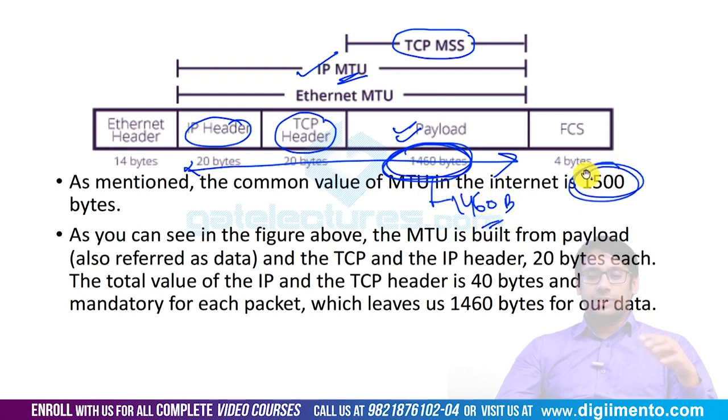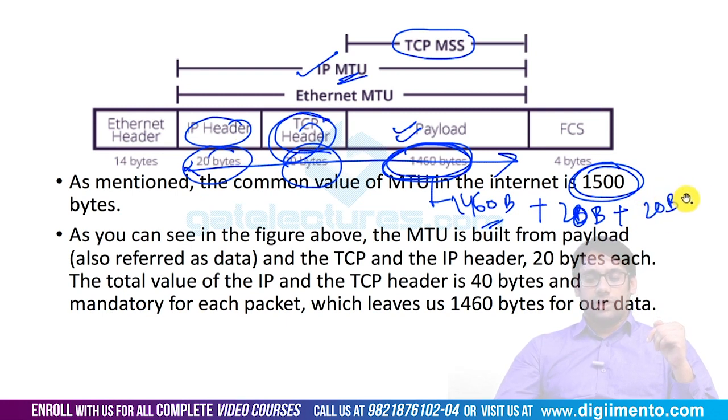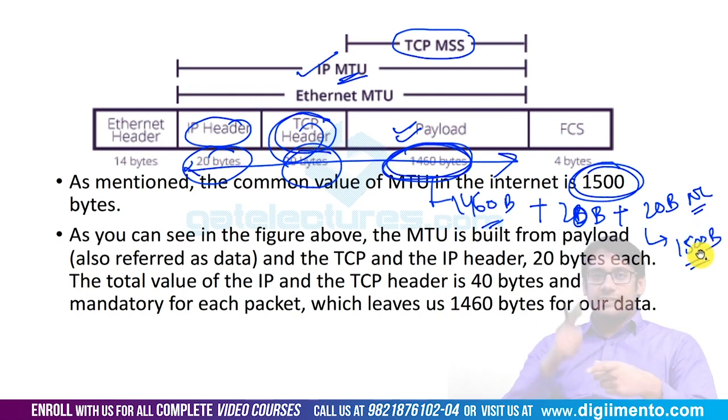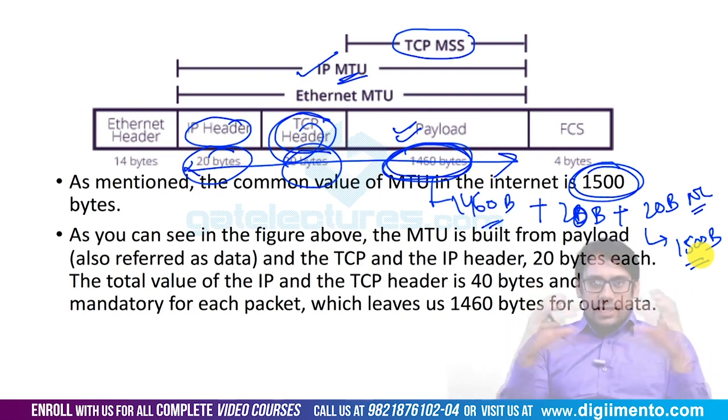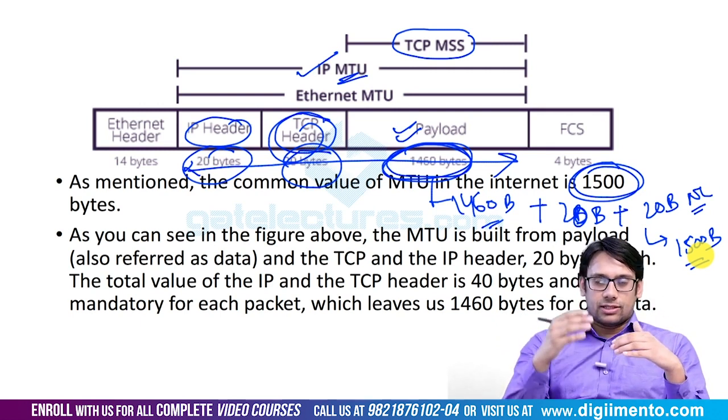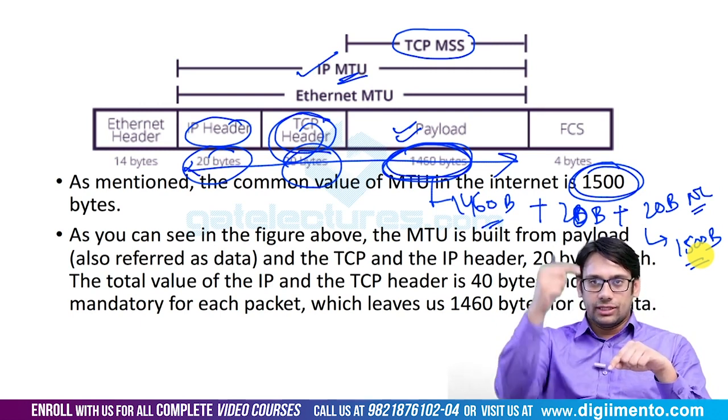In case of Ethernet, the MTU is 1500, so the total size of the payload can be 1460 bytes, plus we add 20 bytes of header for the transport layer, plus 20 bytes of header from the network layer. So the total size becomes 1500 bytes. If I say the MTU is 1500 bytes, that means the maximum packet size that you can send in one frame that you got from the network layer is 1500.